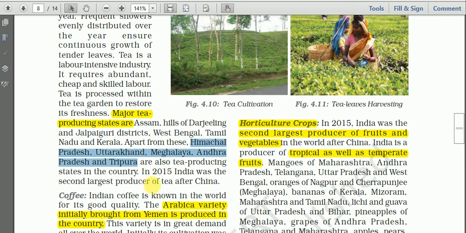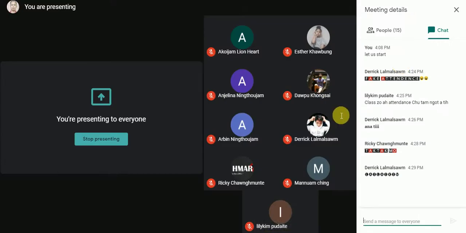And India was the second largest producer of tea after China in the year 2015.